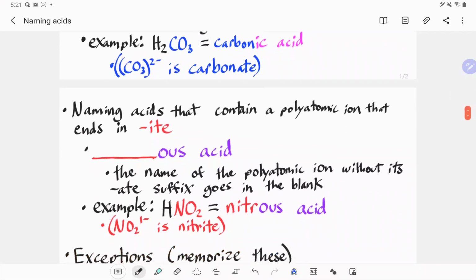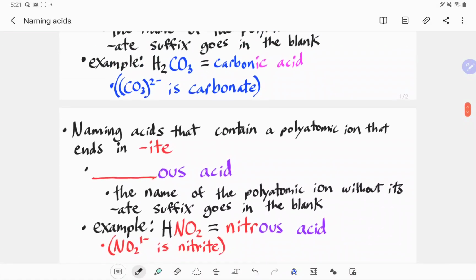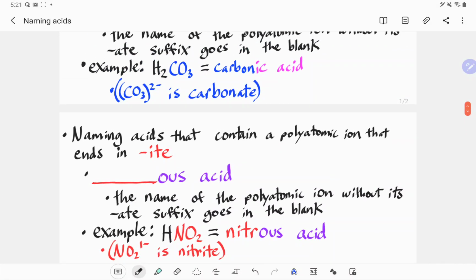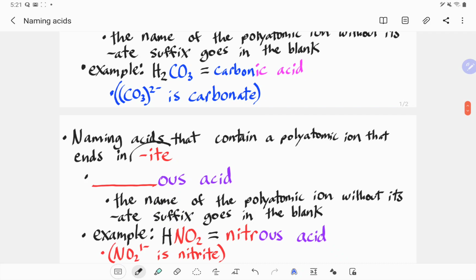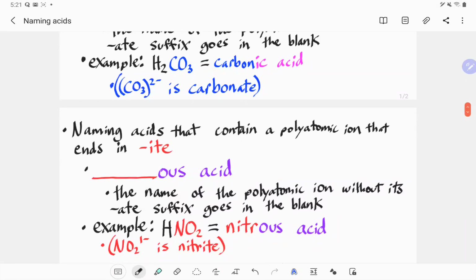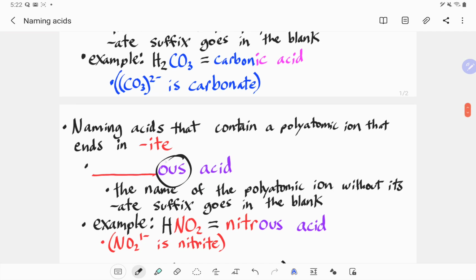All right, let's move on to our final naming rule, where we have polyatomic ions that end in "ite." If you look at your list of polyatomic ions, some of them end in "ate", some of them end in "ite". Now here's how we name polyatomic ions that end in "ite". Here, instead of ic acid, when the polyatomic ion ends in "ite", it's going to be us acid. So blank us acid.